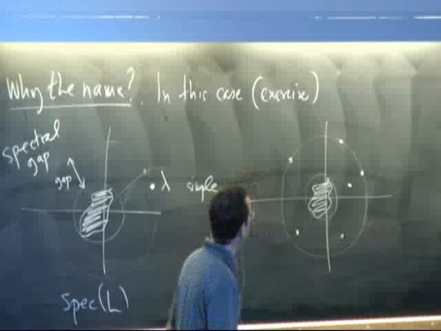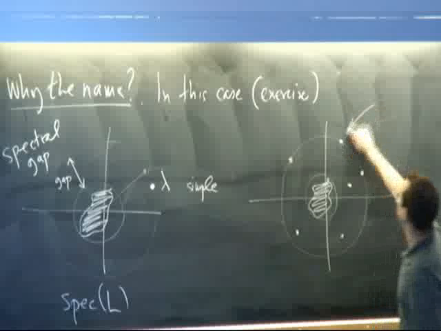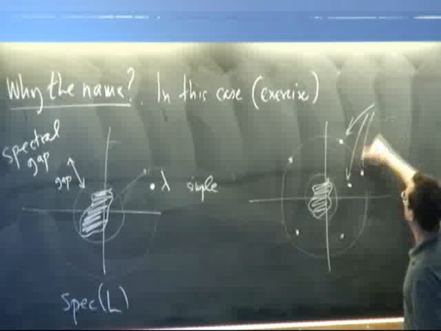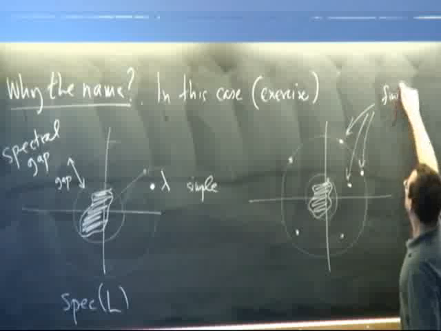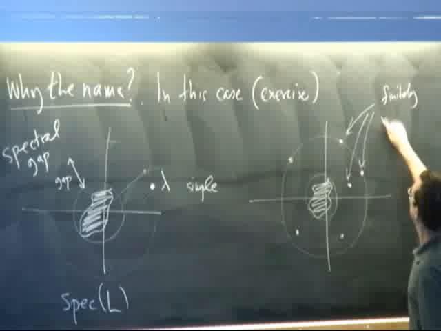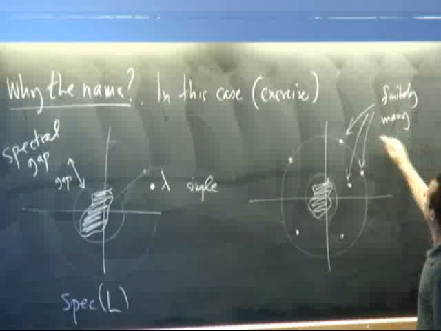Okay? So these are going to be finitely many eigenvalues of finite multiplicity.